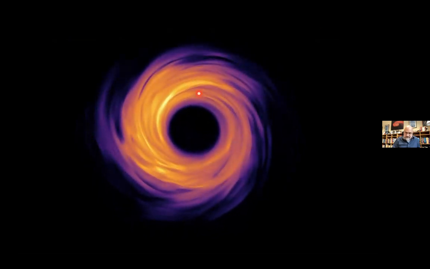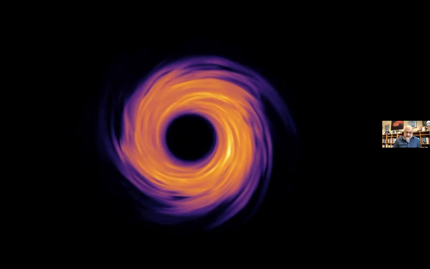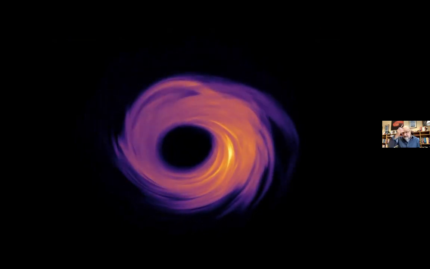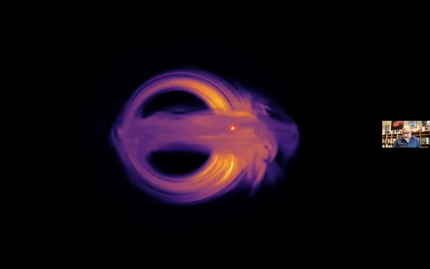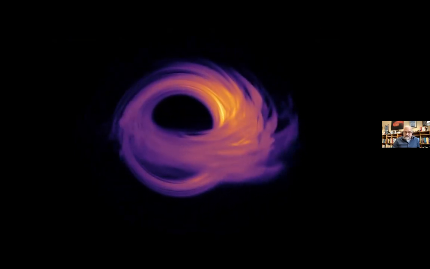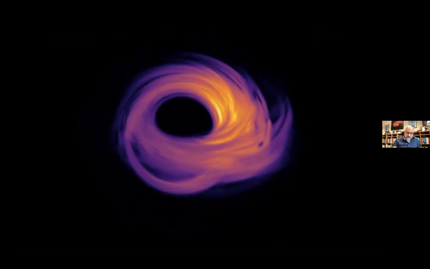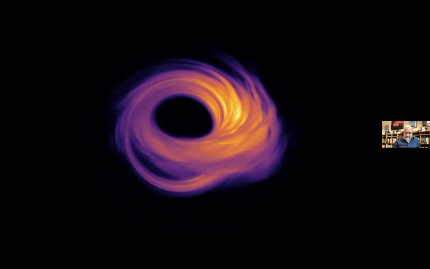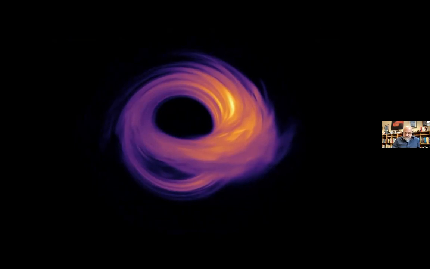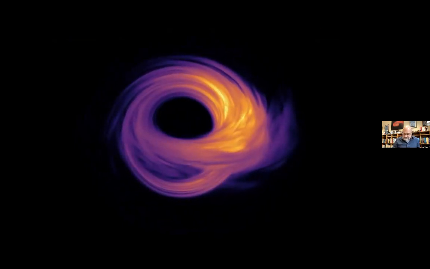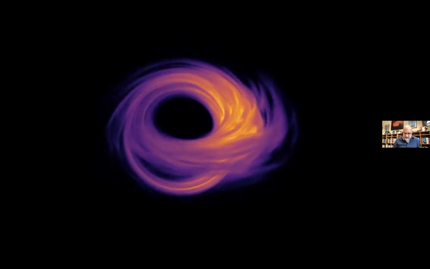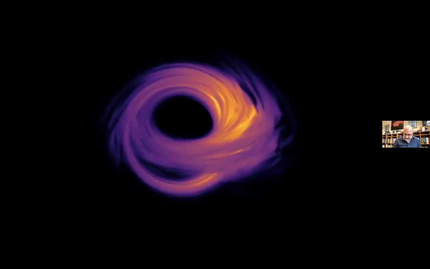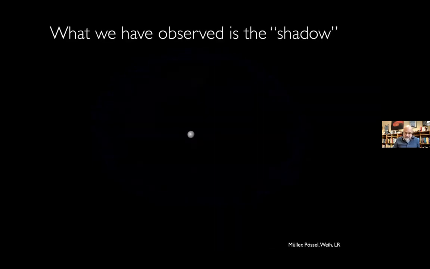And also, unless you are really exactly face on, there's always an asymmetry in the luminosity. This is because there's always a region which is moving towards us or away from us, and so the intensity is decreased. So this is a very basic piece of physics. No matter what you do, you will have to take that into account. You can't have symmetric images unless you are really face on.